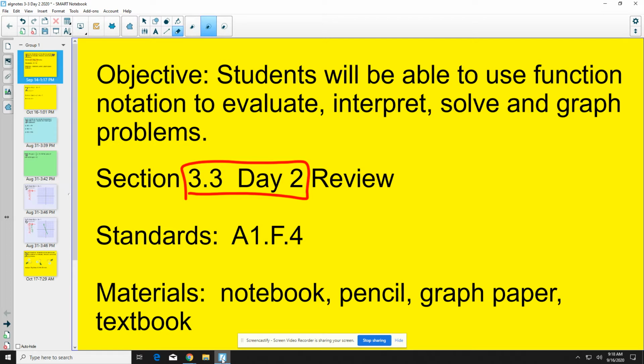Today we're going to continue 3-3. We did a lesson on this yesterday and an exit slip. So we're going to review what we learned yesterday, and then we're going to do a big ideas assignment today. So in your notebook, label this 3-3, day 2.